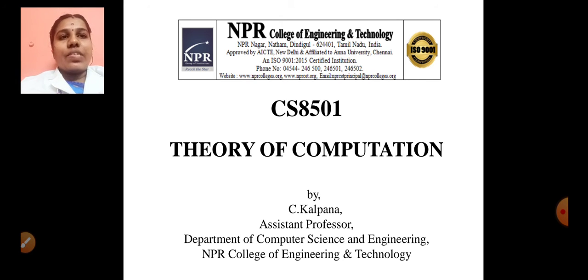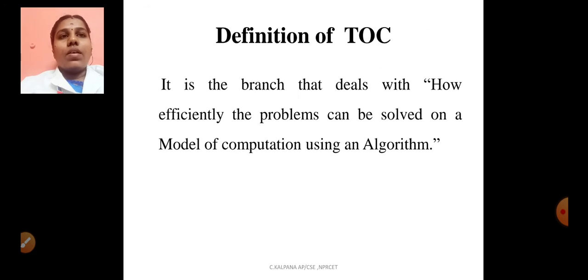In the previous class, we discussed what computation is, why we need computation, and the syllabus of theory of computation. Now we are going to recall the same concept and move to Unit 1, Automata Fundamentals. First, I will explain the definition of TOC.